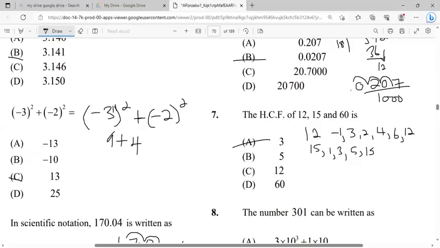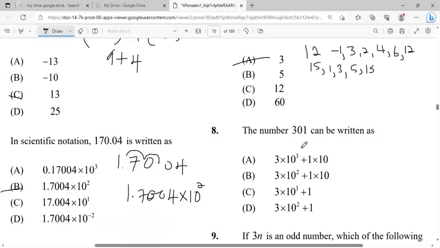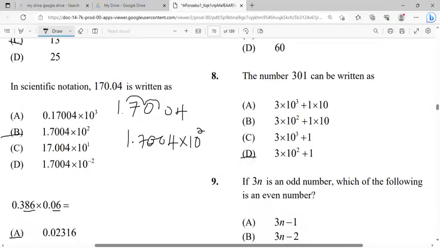All right. 301 can be written as, so it's 301. So all we're doing is finding the value that adds up to 301. All right. 3 times 100 gives us 301, which is D. This is knowledge base. Let's move on to the next one.